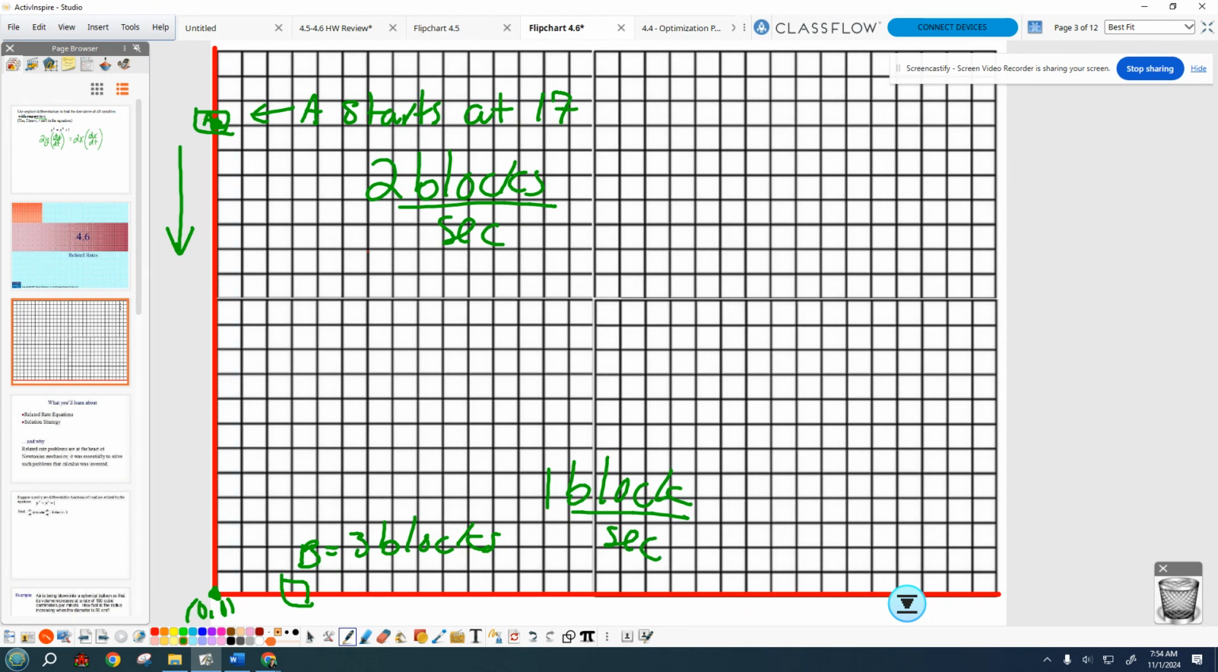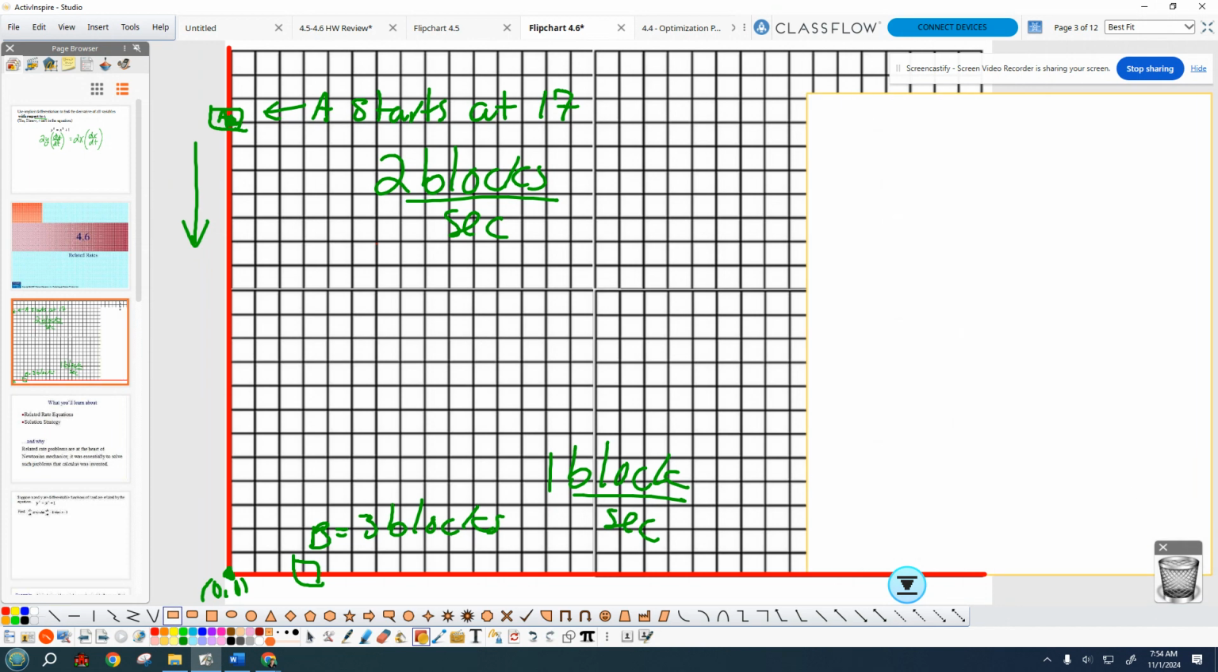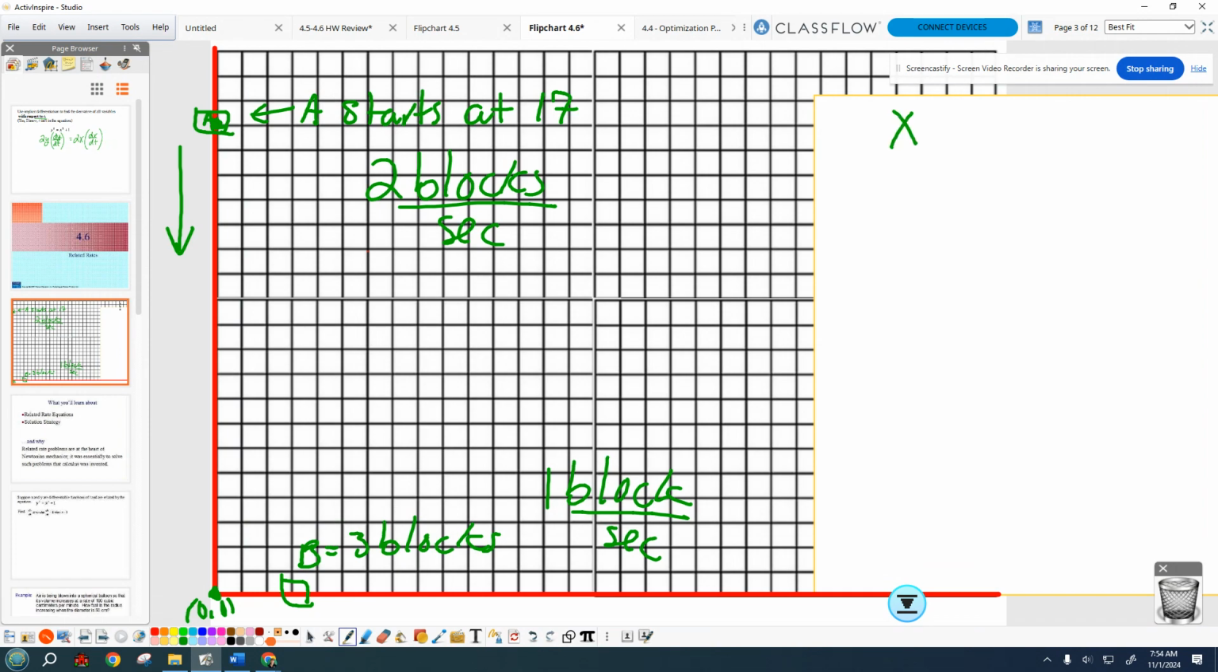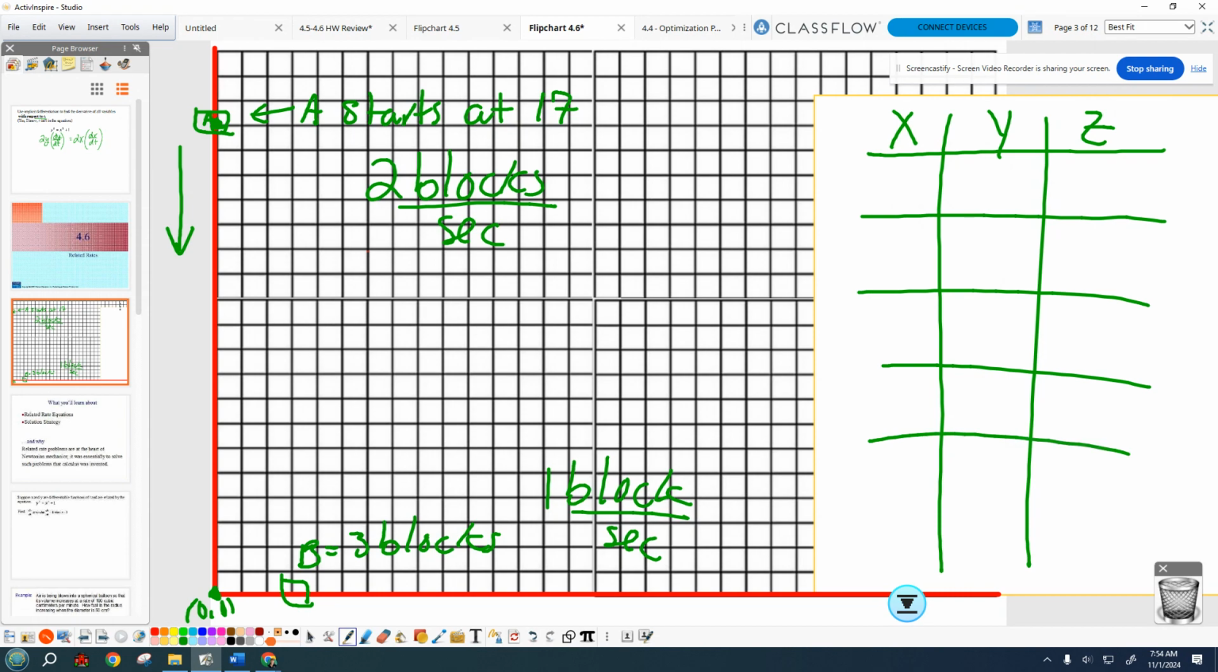So, recorders, I want some data. So, I said car A starts at, maybe I should call them A and B. Car A starts at 17. And we're having car B start at 3.